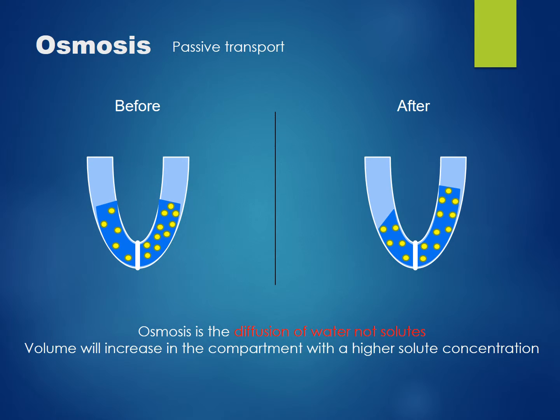Osmosis is the diffusion of water through a semipermeable membrane. In osmosis, water moves through the membrane. The solute does not move through the membrane. As the illustration shows, water will move to the compartment that has the higher solute concentration. After osmosis, both compartments will have similar concentrations of solutes.